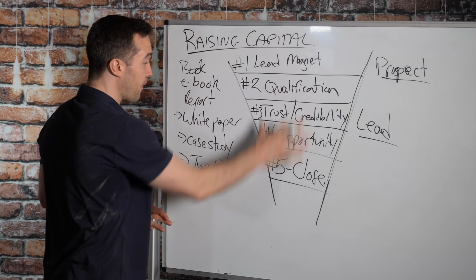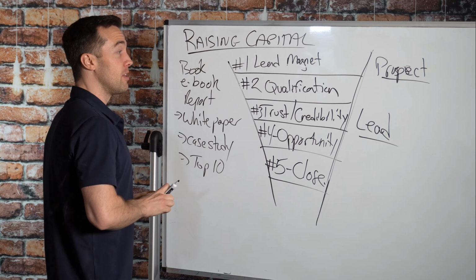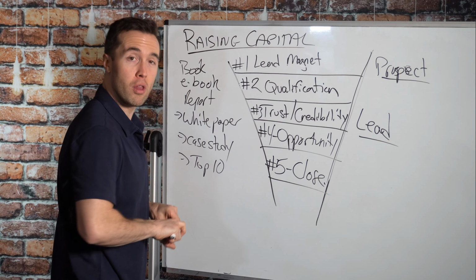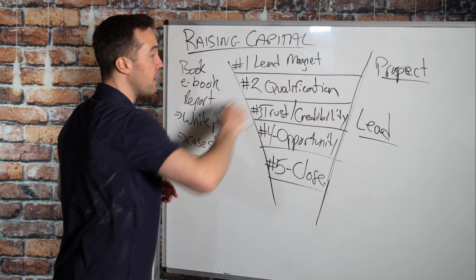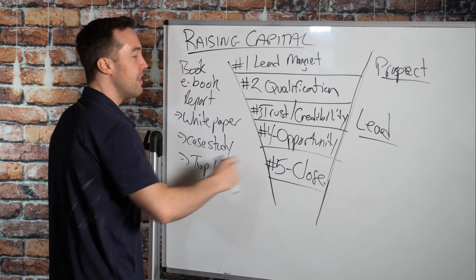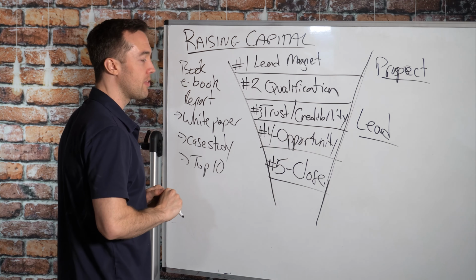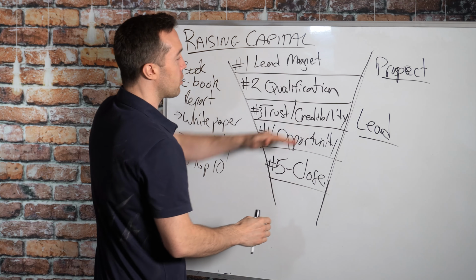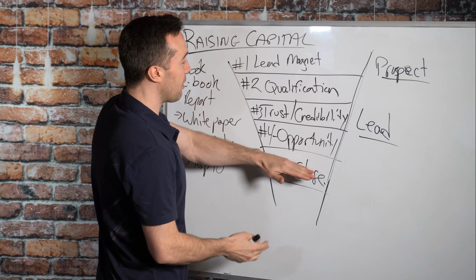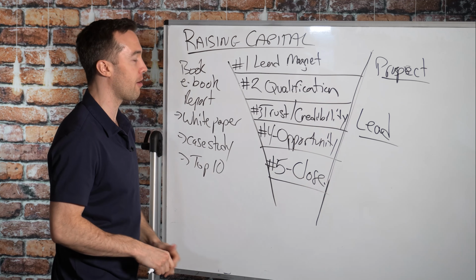So that is a 5-step process for raising capital for multifamily real estate. You start off with the lead magnet, then you qualify the prospects. Once they've been qualified, they turn into a lead. You build that trust and credibility. Then once you've done that, you can present an opportunity. And once you do a good job with this, you end up closing. Your heavy lifting is up here. And down here, as long as you do your work up at the front, this part should take care of itself.